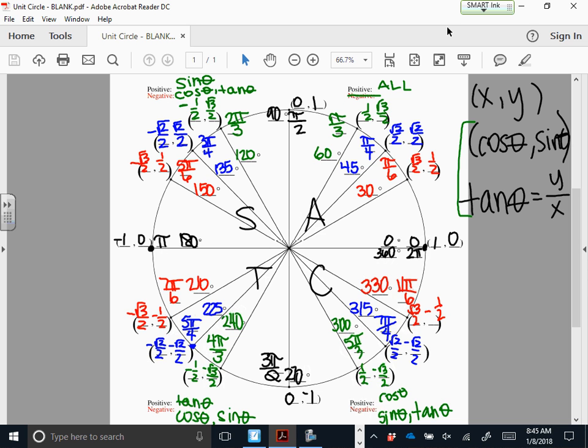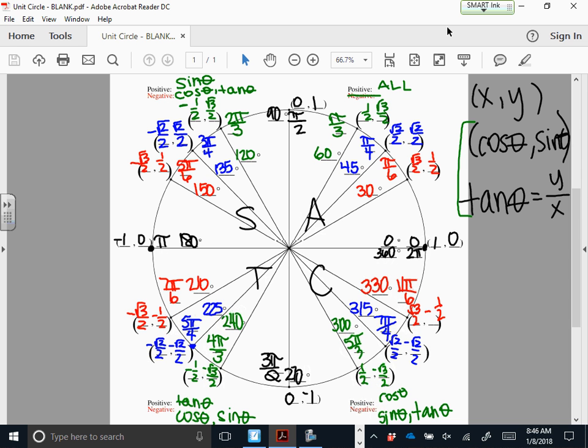Here's something that's fun. If tangent is y divided by x, what is y divided by x? 1, right? If x and y are the same, when you divide them, you get 1. Do you think that's going to be the case for all of these blue ones up here, where when you take x divided by y, you're going to get 1 or negative 1?